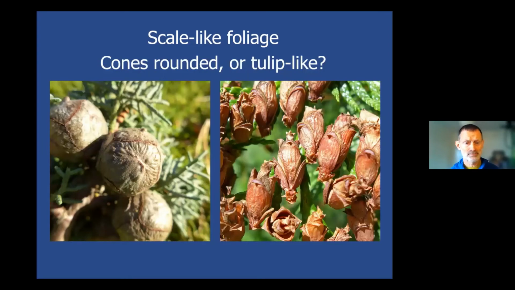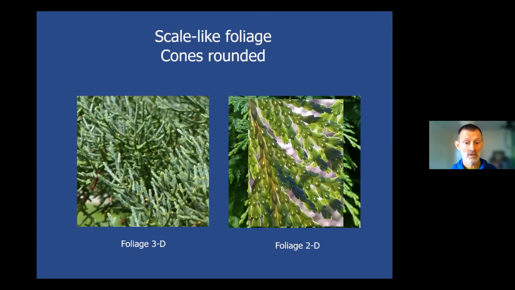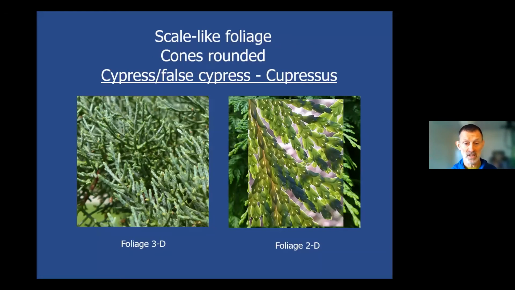So if you've got scales, I would say next, have a look for cones. Now, most of these are pretty good at producing cones, so they can be helpful. And crucially, are the cones rounded or more or less spherical? They might be a little bit sort of globular, or do they look like little vases or tulips in the picture on the right? So if you've got scale-like foliage and the cones are rounded, really, you're looking at the cypresses and the false cypresses, or cupressus.